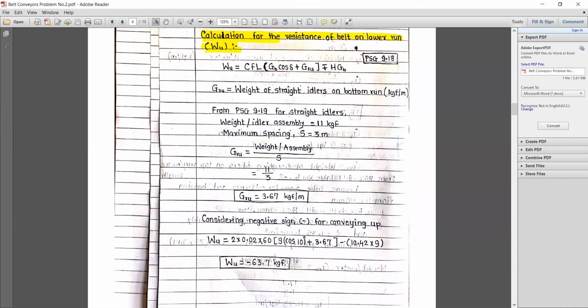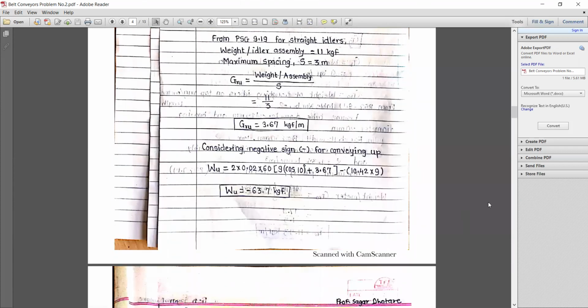So next, calculating the value of GRU. GRU is the weight per assembly divided by the maximum spacing between two rollers, that is 11 divided by 3. GRU is equal to 3.67 kgf per meter. Now here we are considering a negative sign because we are conveying the material in the upward direction.